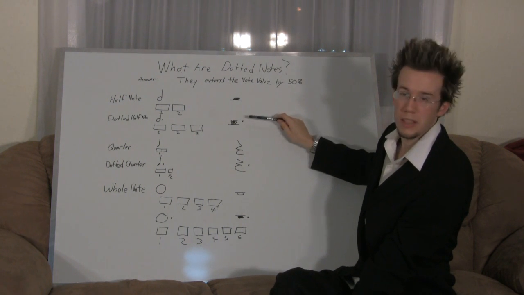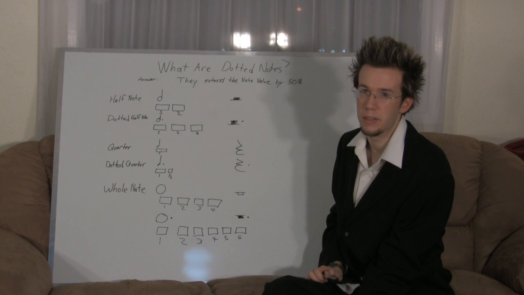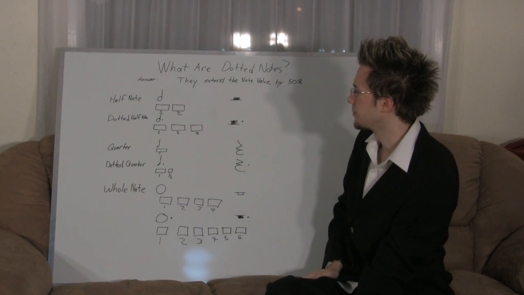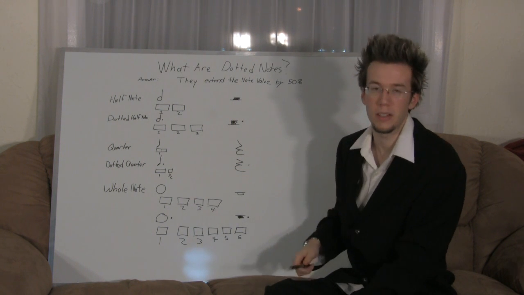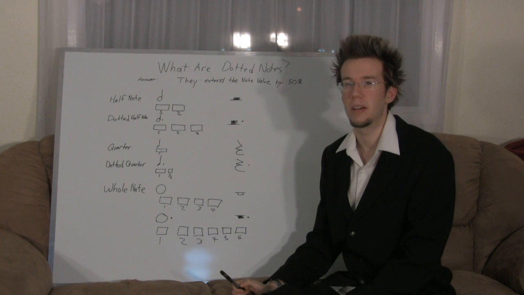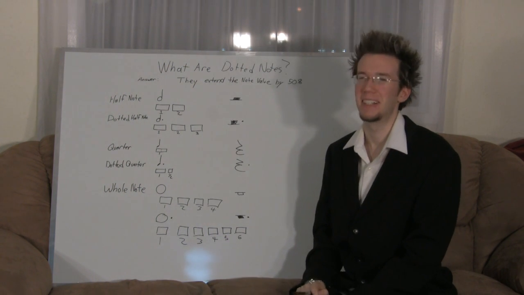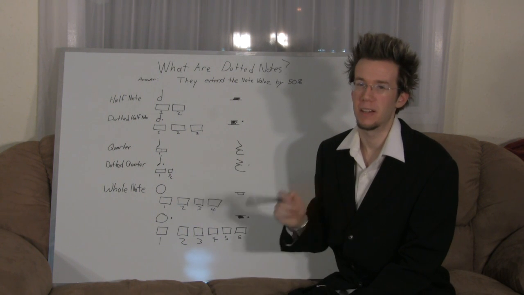Now I also wrote the rest equivalent because just like there's rests and notes, there's also dotted rests too. So a dotted rest is the same thing. Then there's dotted quarter notes, dotted whole notes, dotted whatever. Any note that you have can be dotted. Now what does the dot do? Okay, well, the dot adds 50% of the value of the note onto it.